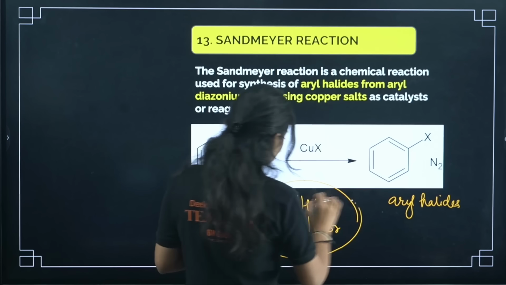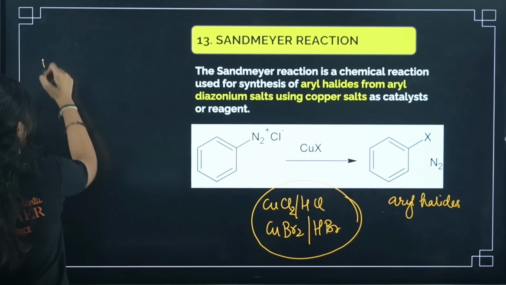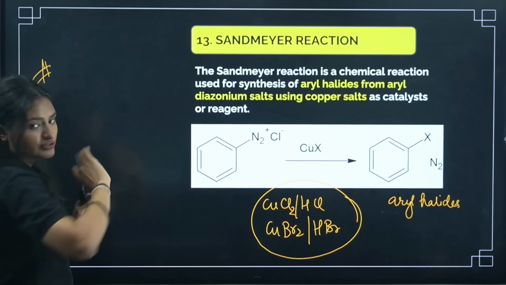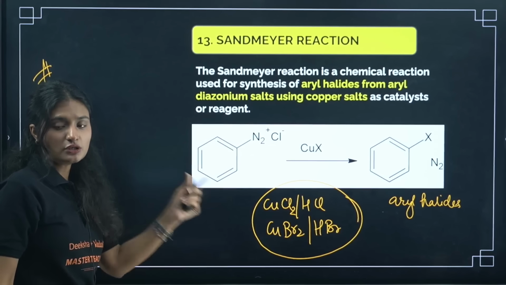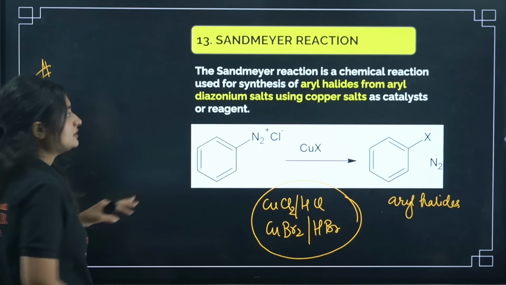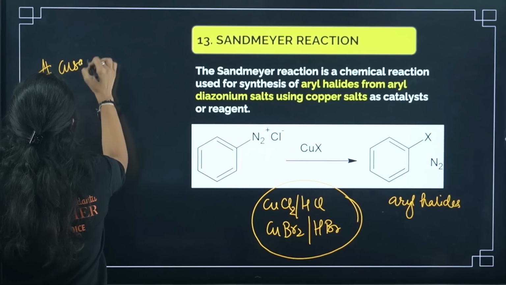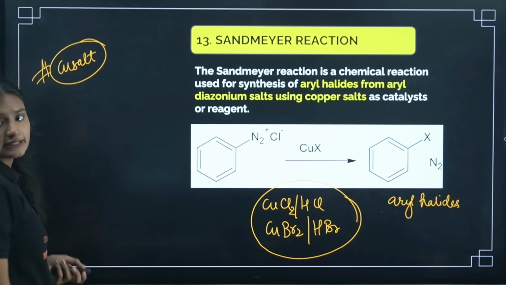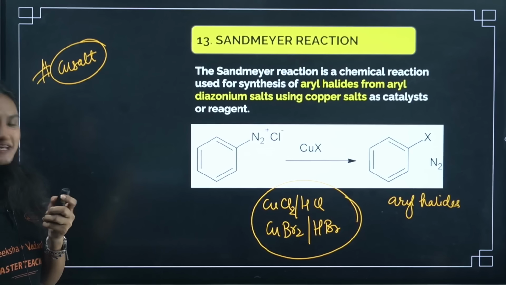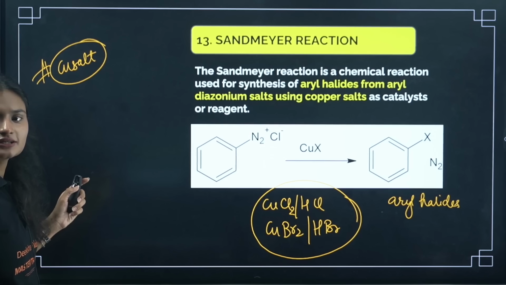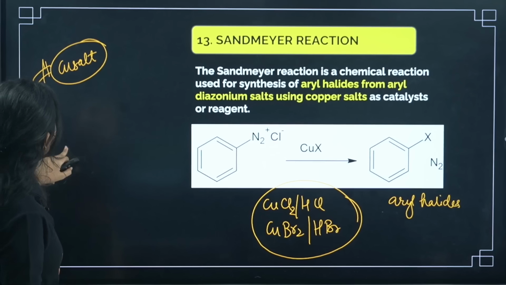Okay, so we use copper salts here. Same reaction, we're getting aryl halides from diazonium salt. The previous step is also similar, but we are using copper salt here. Okay, next reaction.